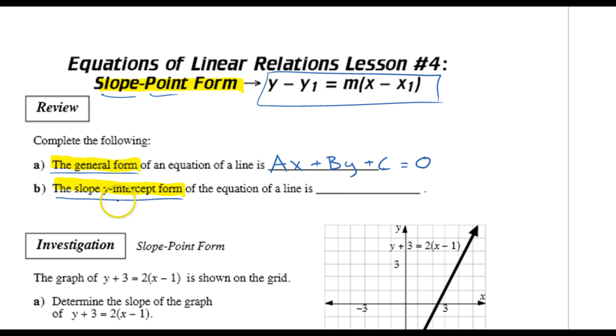Slope y-intercept form is y equals mx plus b, and the key to this one is that it gives away the slope and the y-intercept.